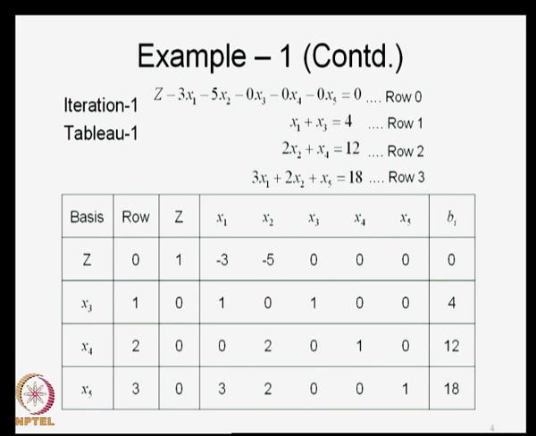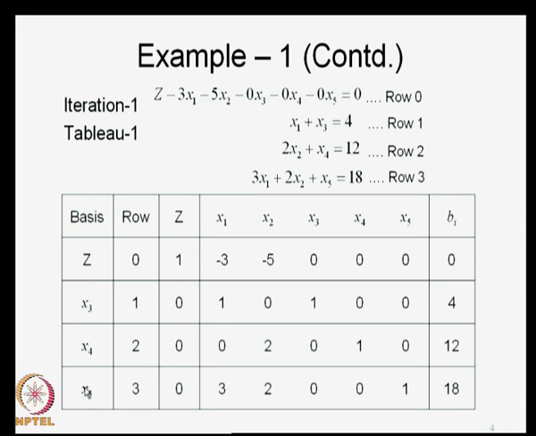Then, if the solution is not optimal, we need to bring exactly one of the currently non-basic variables into the basis. So, x1 and x2 are the currently non-basic variables. We bring either x1 or x2 into the basis.